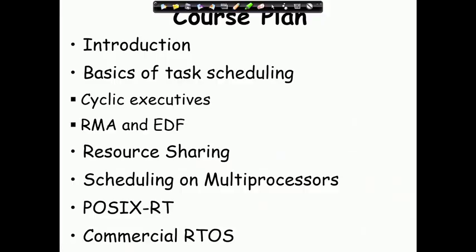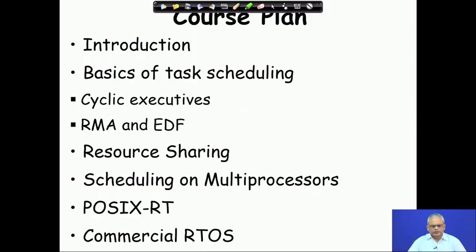The plan of this course is that in this first lecture we will start with some very basic introduction, and then we will look at some basics of task scheduling. Actually, as we proceed with this course, we will see that one of the major issues in real time operating systems is task scheduling. We look at different types of task schedulers that are used in different situations. For example, the cyclic executives, the rate monotonic algorithm and the earliest deadline first algorithm.